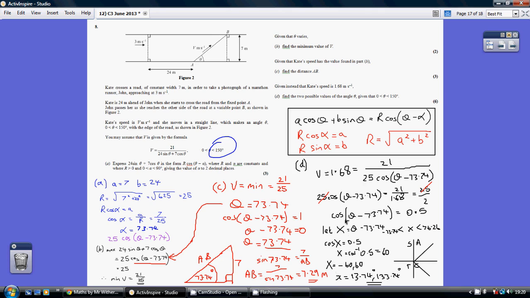To get back to theta, we have to go and add 73.74. Okay, X plus 73.74 equals theta. So adding 73.74 to these two values, we get a final answer of 13.7 and 133.7.